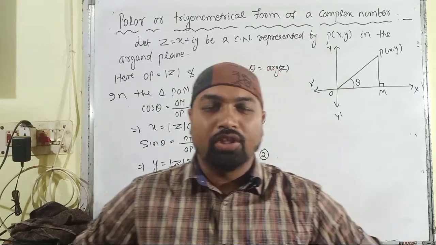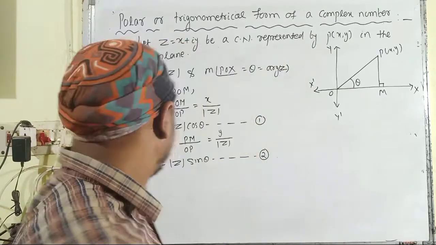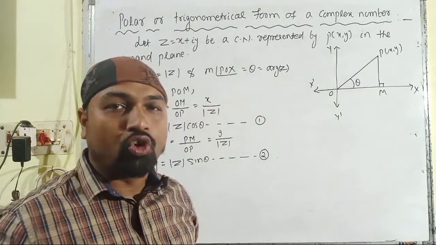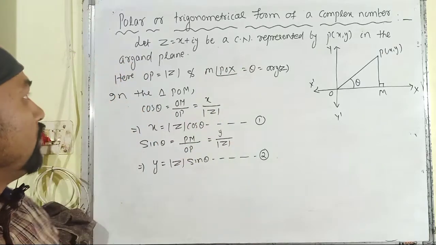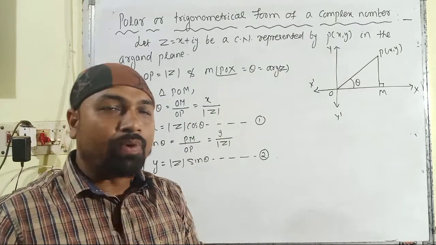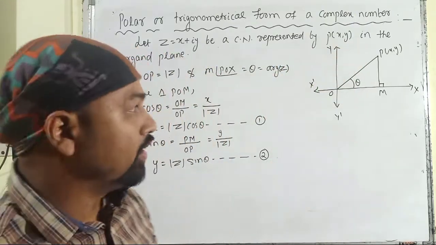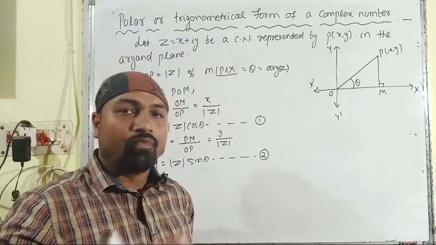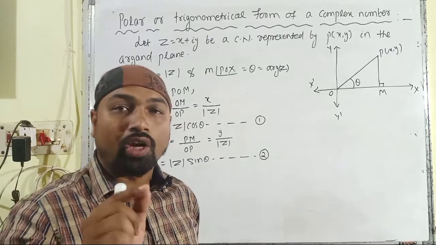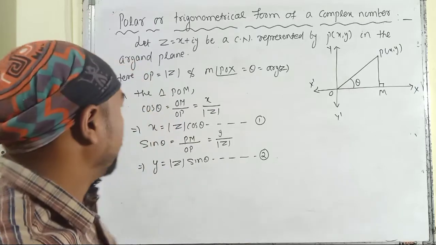In this particular video session we are going to discuss the polar form of the complex number. Here it is the polar form, also called the trigonometrical form of the complex number. Let z = x + iy be any complex number which is represented by the point P(x, y) in the Argand plane. Whenever we represent a complex number as a point in the xy plane, that xy plane is called the Argand plane, complex plane, or the Gaussian plane.